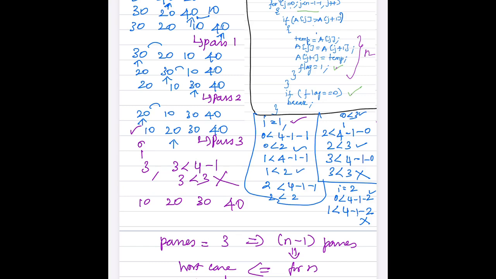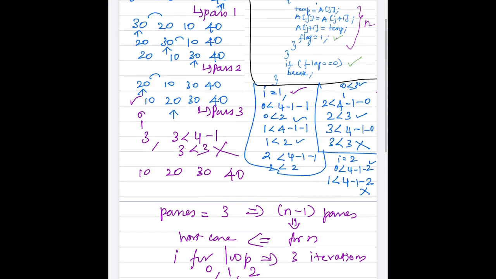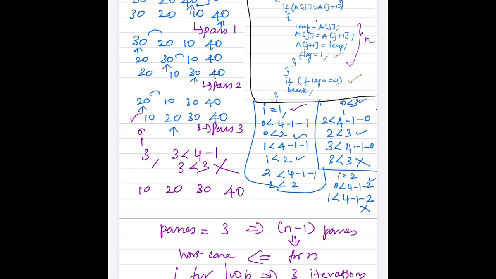So for the i for loop, how many iterations did we have? 3 iterations in this example, right? So it started from 0, then it went to 1, then it went to 2. How many iterations did we have? 3 iterations. For the j for loop, how many iterations did it have? So for every i, how many j should happen? n times j should happen.